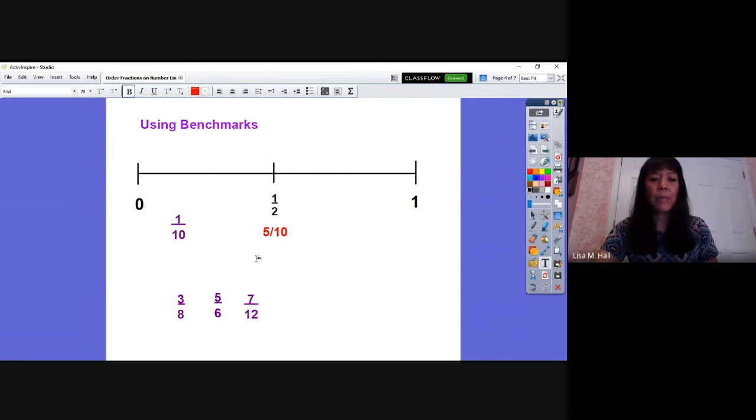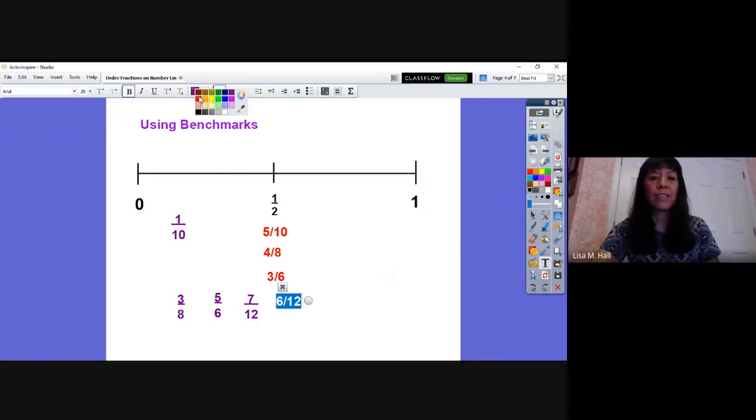If I have eighths, remember in that previous problem, 4/8 I knew was equal to 1/2. What about sixths? What's 1/2 of 6? Well, I know 3 is half of 6 because 3 times 2 is 6. So 1/2 is also equal to 3/6. And then I also know with twelfths, 6/12 is equal to 1/2. That's going to make it a lot easier.